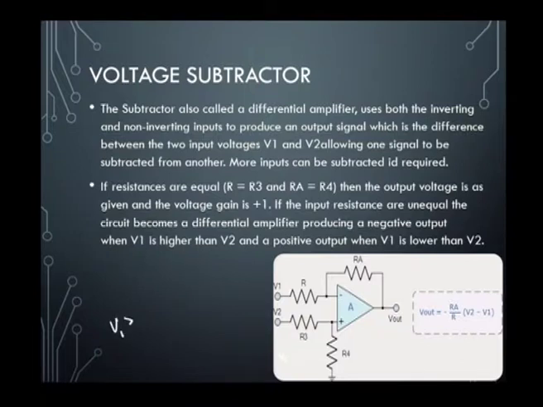When V1 is greater than V2, the output will be negative, and when V1 is lower than V2, the output will be positive. These are the things we need to remember for a voltage subtractor. For V1 greater than V2, a negative output will be obtained. For V1 lesser than V2, a positive output will be obtained.